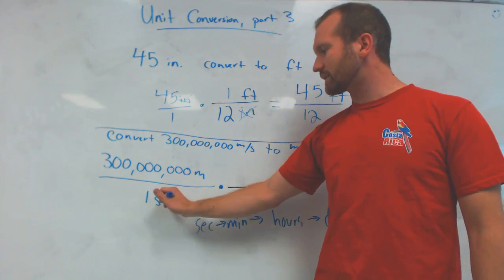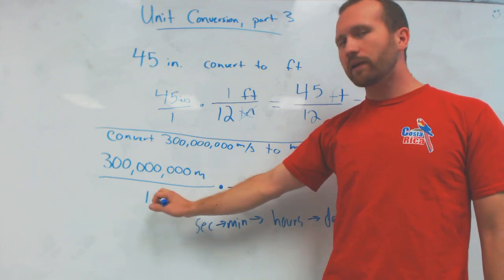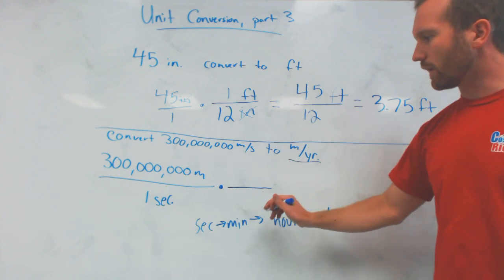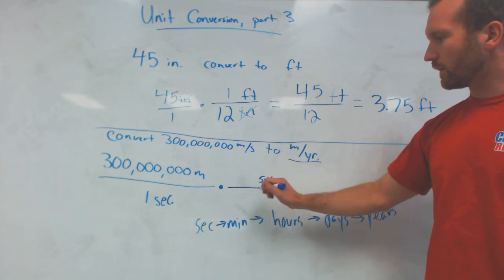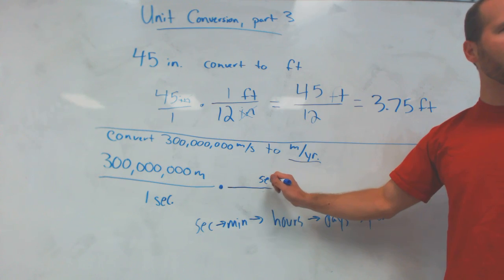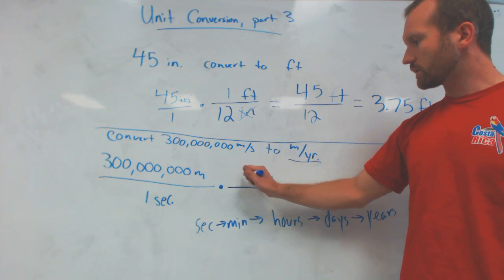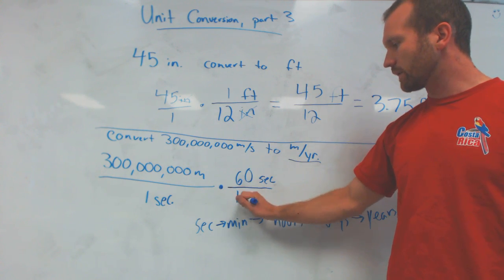I want to cancel the seconds. Let's write it out. I want to cancel the seconds, so I need seconds up top, because down bottom and up top cancel. So I'm going to say 60 seconds in 1 minute.